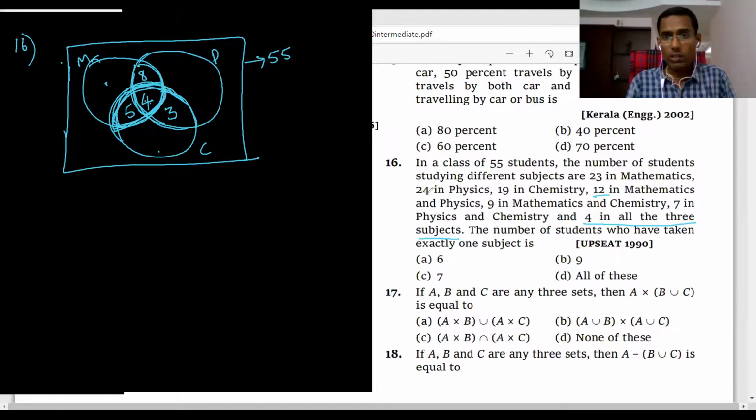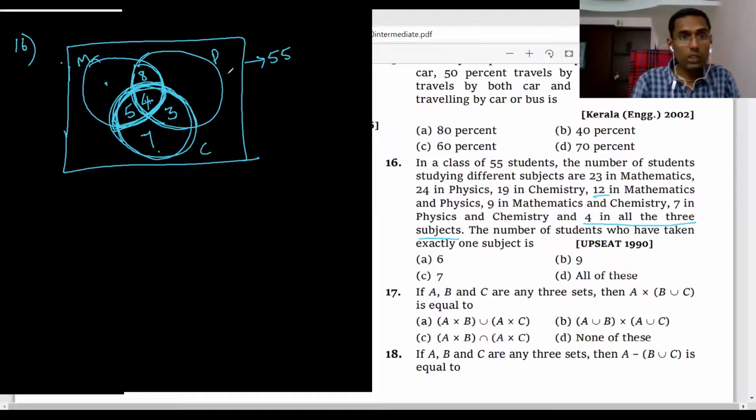Now, here what is given? 19 in chemistry. This total C is 19. From 19, this is 9 and this is 3, that is 12. 12 gone. That means 7. So 12 plus 7, this total C is now 19. Like that you have to see.